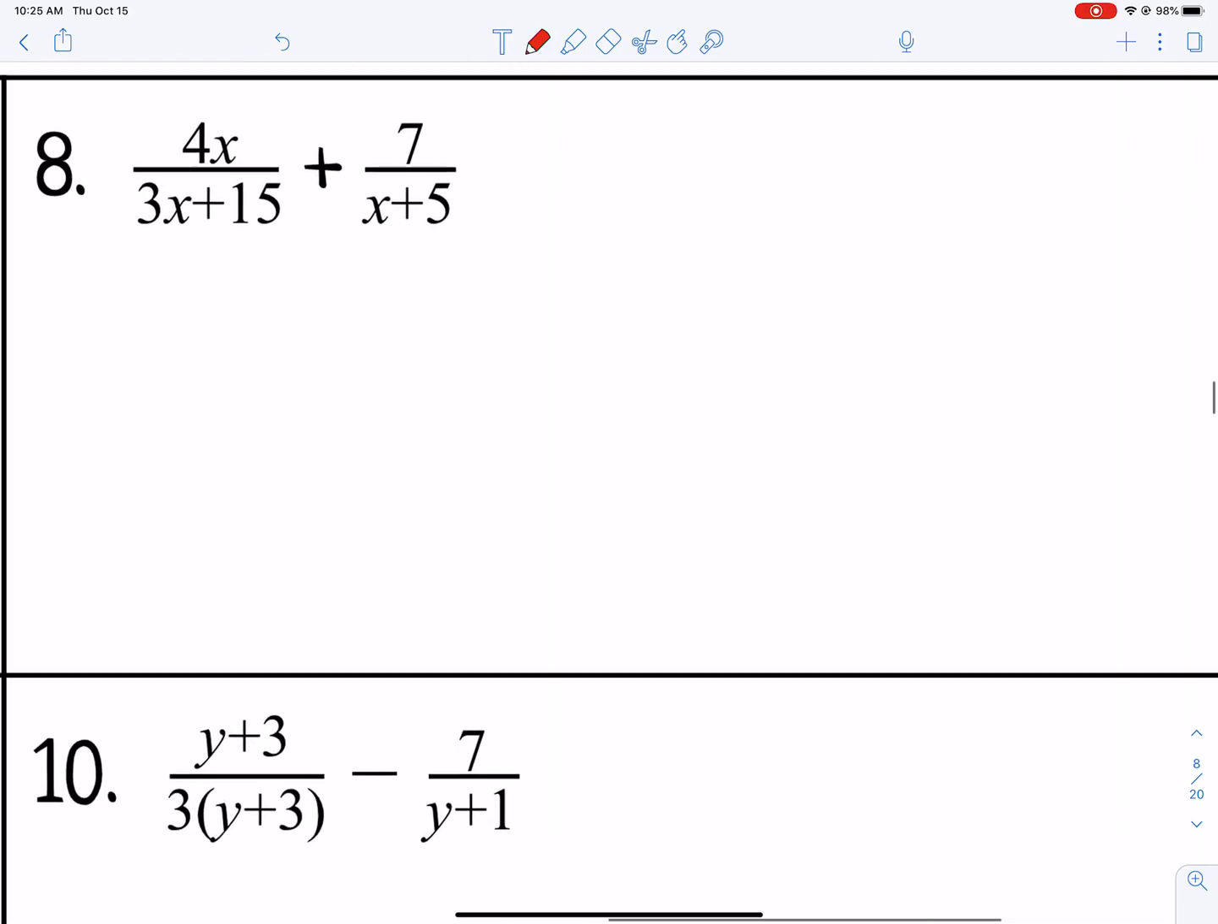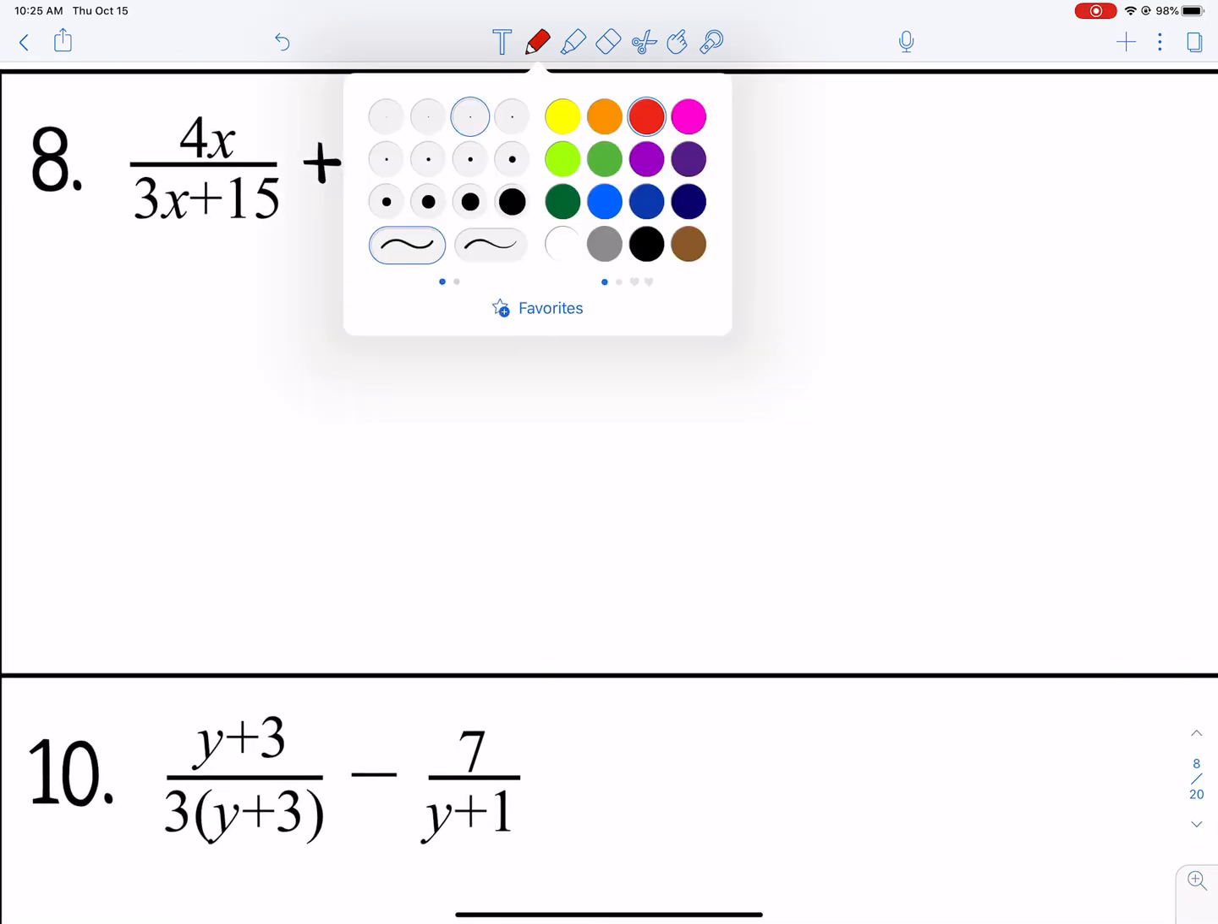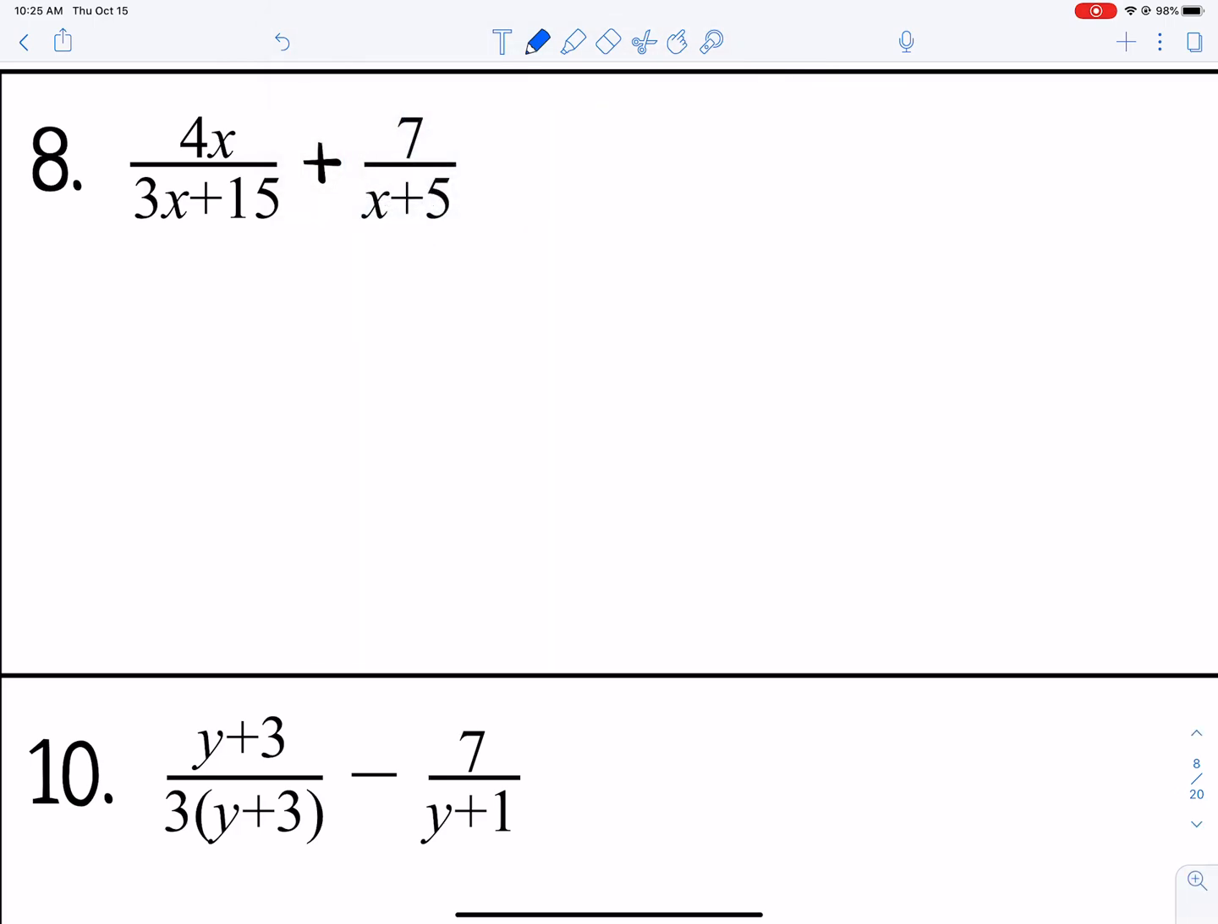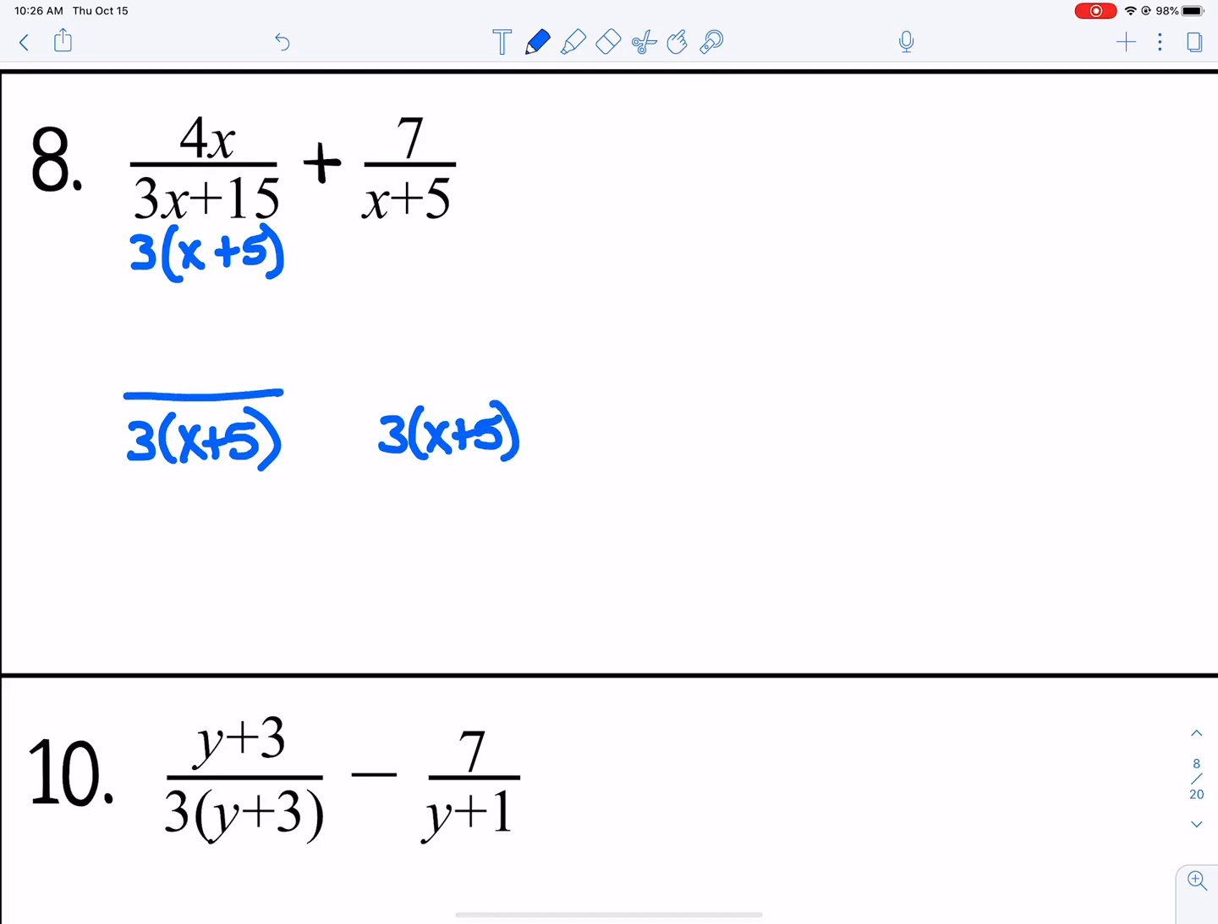We've got 3x plus 15 and x plus 5. So you might be able to tell what our least common denominator would be from there, but you could also factor out a 3 first, and it might show up a little clearer. So 3 times x plus 5 is our common denominator, or 3x plus 15, either way. Because we can multiply the fraction on the right by 3, and it'll look like the one on the left. And if we can do that, we want to do that since that's the easiest step to take.